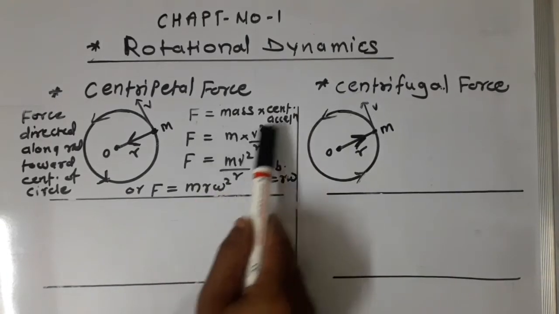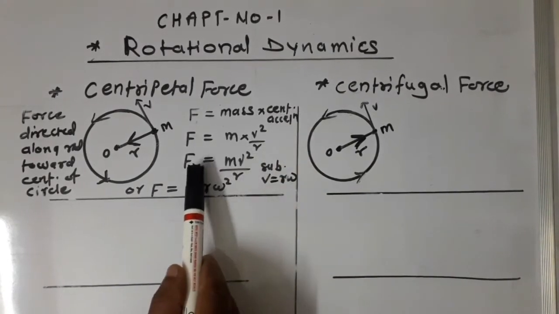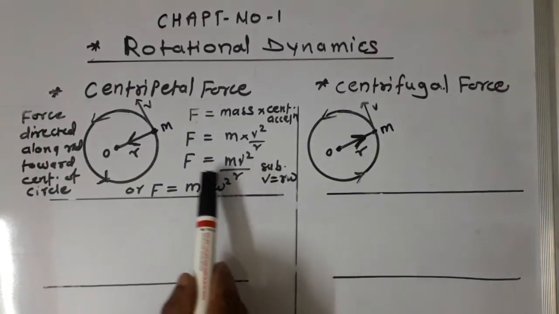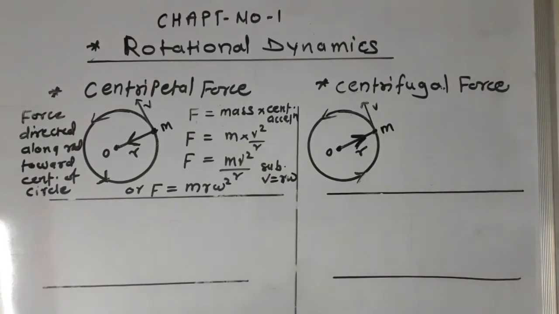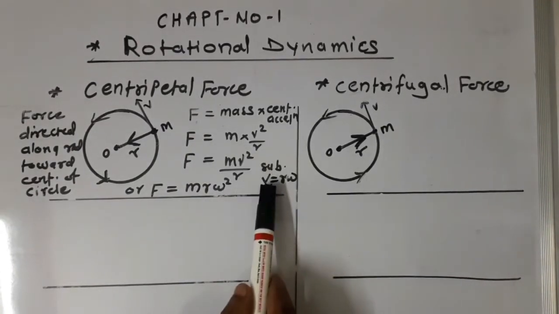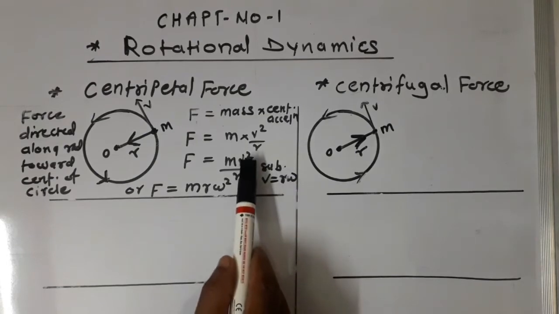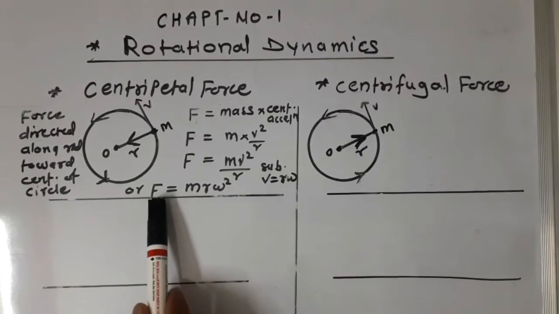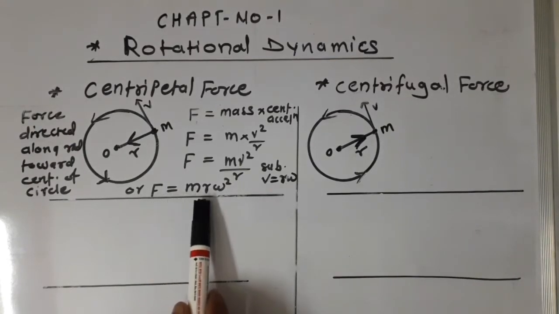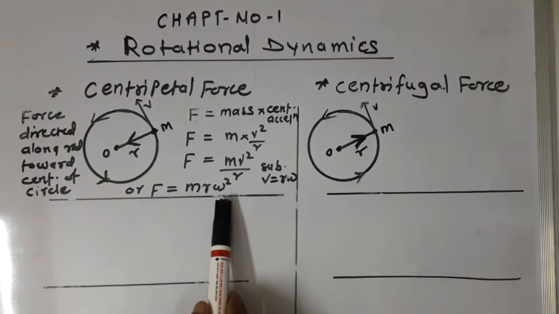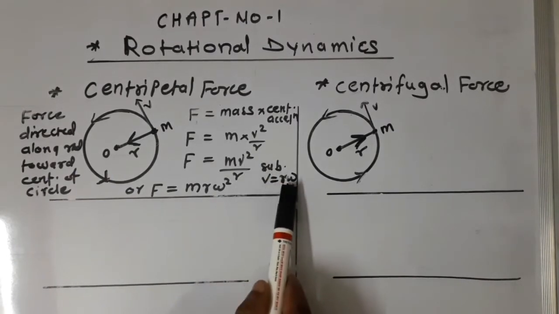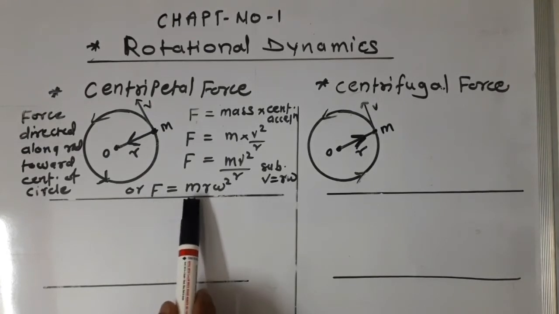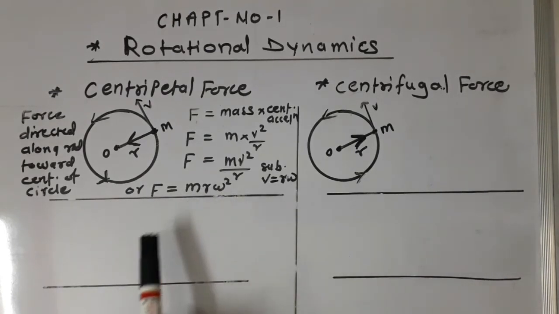Then F is equal to m into v square upon r, or simply F is equal to mv square upon r. This is a very important formula for the centripetal force. If you substitute the relation v is equal to r omega, then v square is r square omega square, one r is cancelled, and the second formula is centripetal force F is equal to m r omega square. Substituting v is equal to r omega, the next form of the centripetal force is F is equal to m into r into omega square.